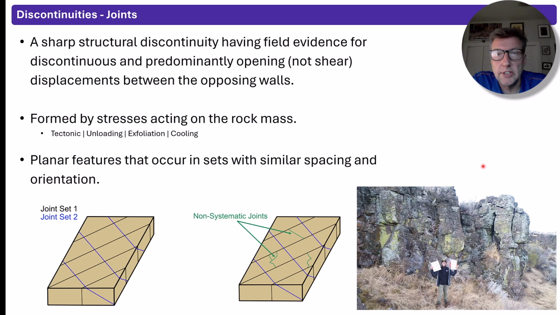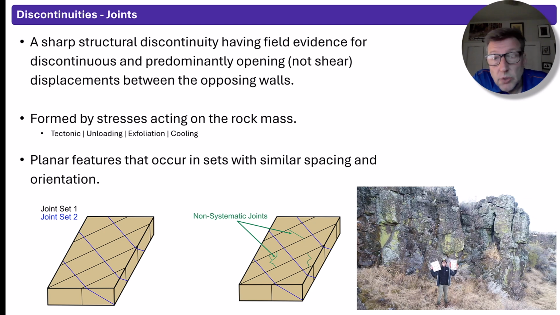For this summer school session, we're going to focus on joints. Joints are structural discontinuities that have opening rather than shear displacements. They're formed by stresses acting on the rock mass. Joints are planar features that occur in sets. Joints within a joint set will have similar spacings and orientations. But this is very important. The orientations and the spacings are similar, not identical. There may also be multiple joint sets within a rock mass.